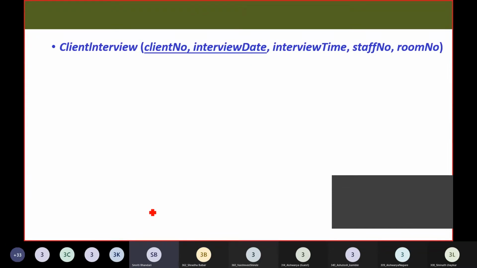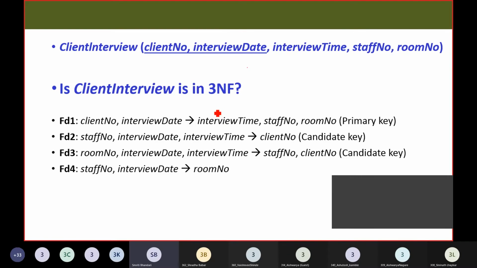This is our relation. We have identified the primary key as client number, interview date, right? So we want to know whether this relation is in 3NF. We have identified these dependencies, right? So what we want to know is whether this relation, client interview, is in third normal form.